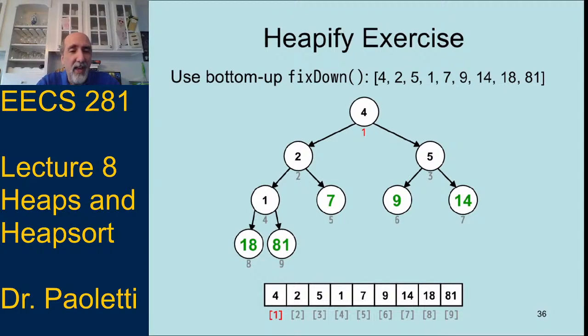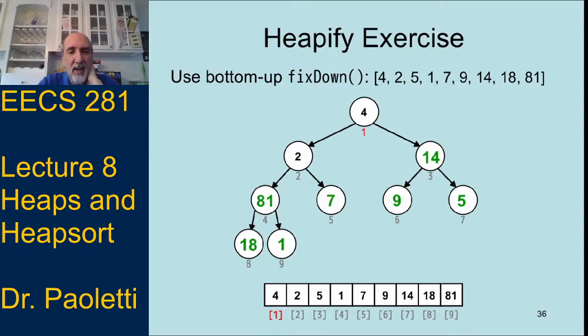So we've got the animated slide to show you what happens. I call fix down on index 1. We say, hey, 1, you're a lower priority than your children. I think your highest child should move up. All right, index 3, let's call fix down. 5, are you out of place with respect to any of your children? Yes, you are. Okay, the highest priority child swaps with you.